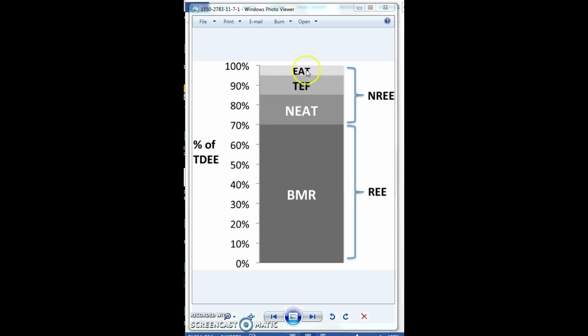Okay? What do most people focus on in terms of trying to lose weight or affecting their metabolism? This part. But notice, again, it's only 5% of your metabolic rate. Most people focus on this alone, which is why I wanted to break down this whole chart so you know the different parts of metabolism.